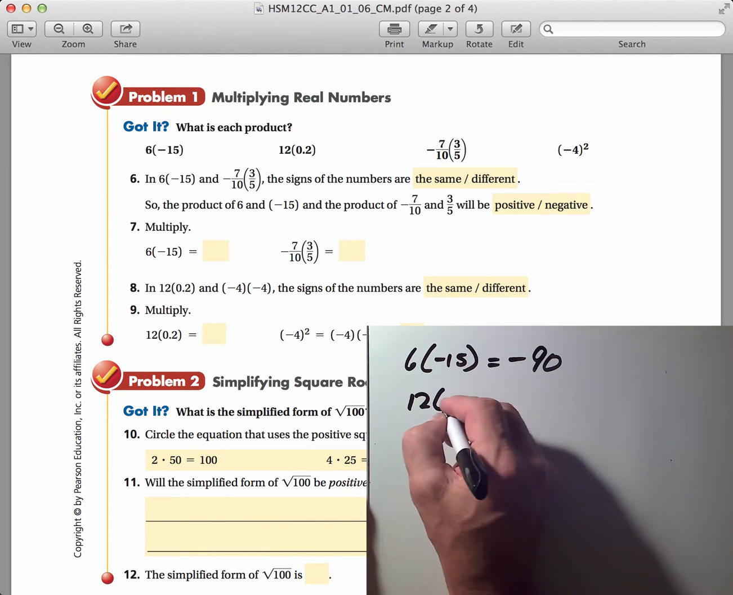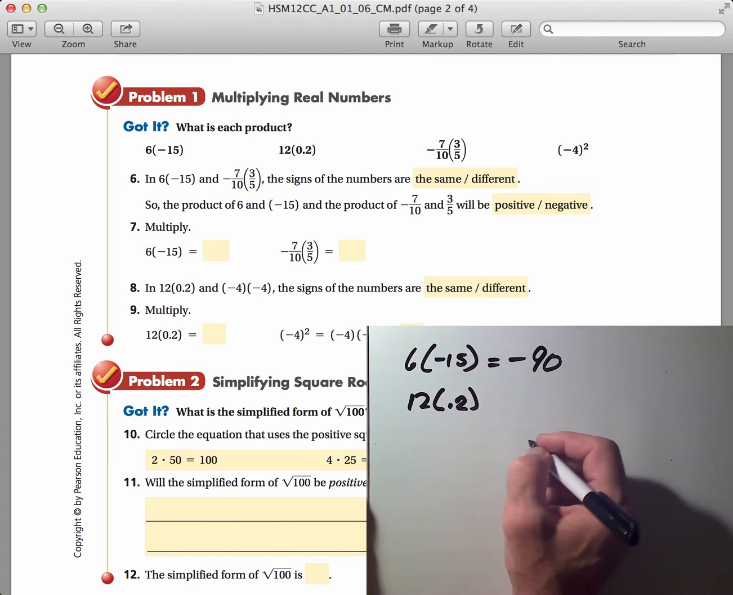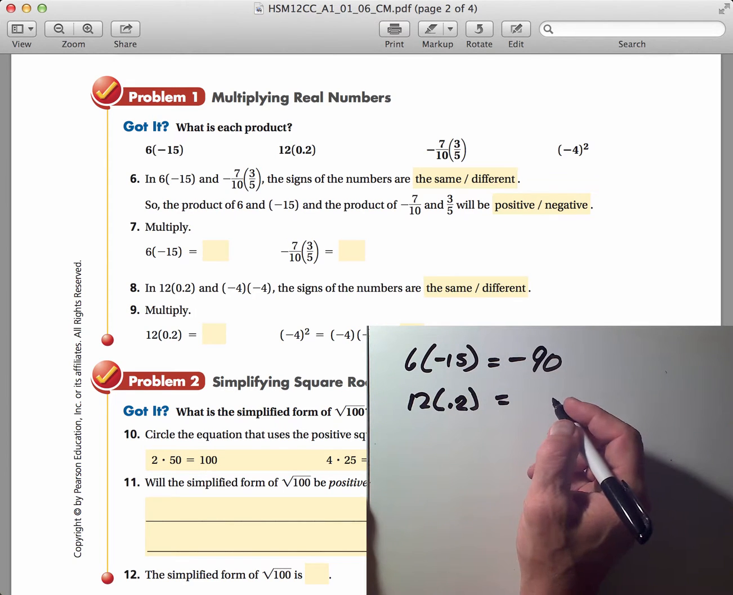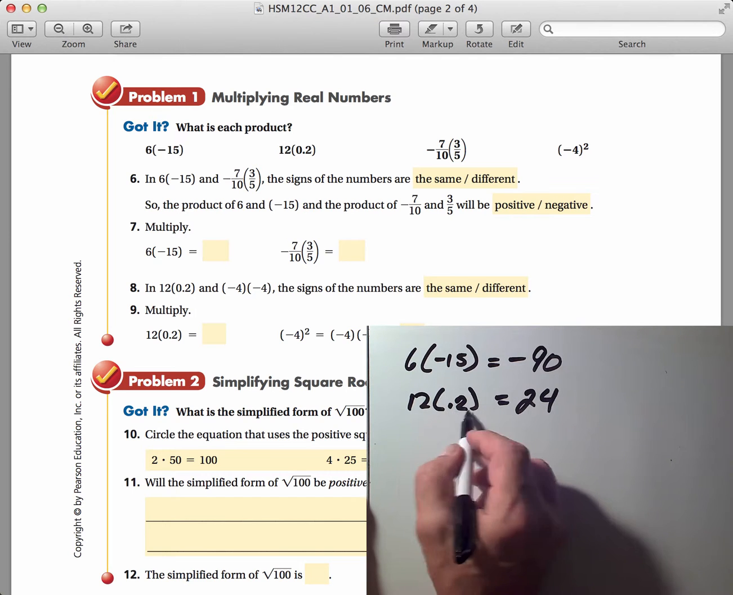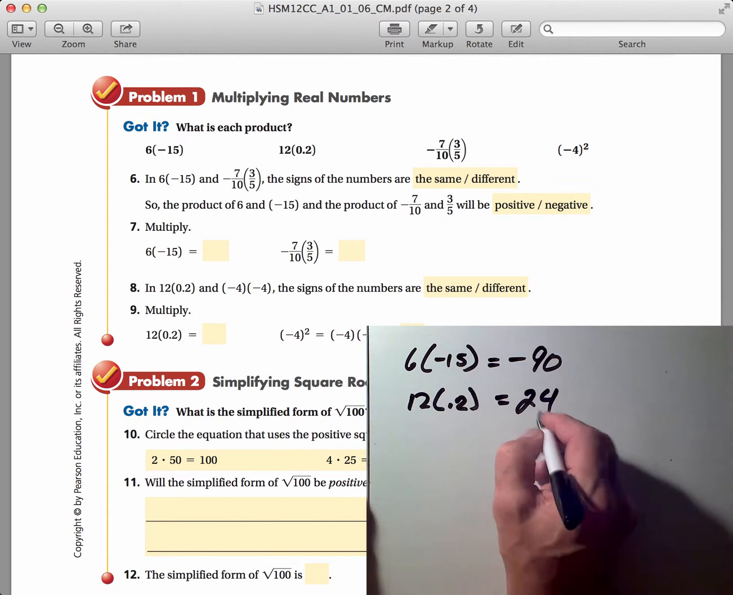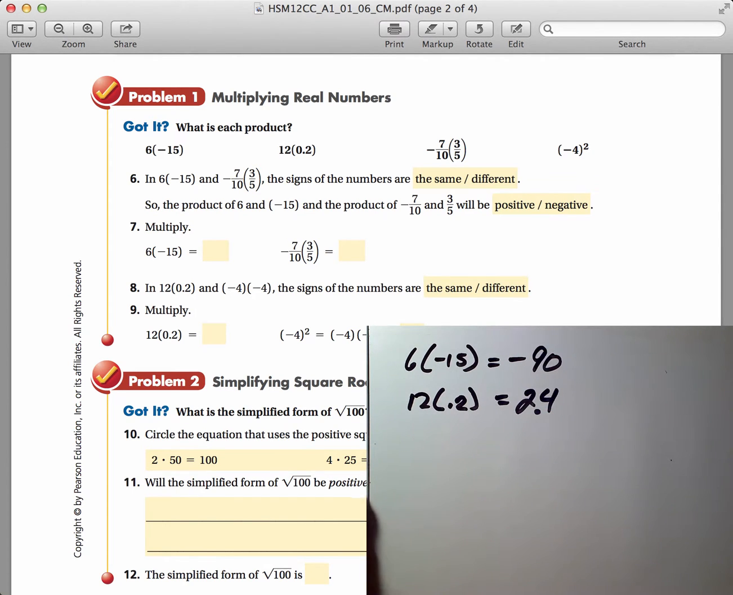Let's take a look at the next one. 12 times 0.2. Well, what's 12 times 2? 12 times 2 is 24, right? But we have one decimal in here, so we're going to move the decimal over 1. So 12 times 0.2 is 2.4.